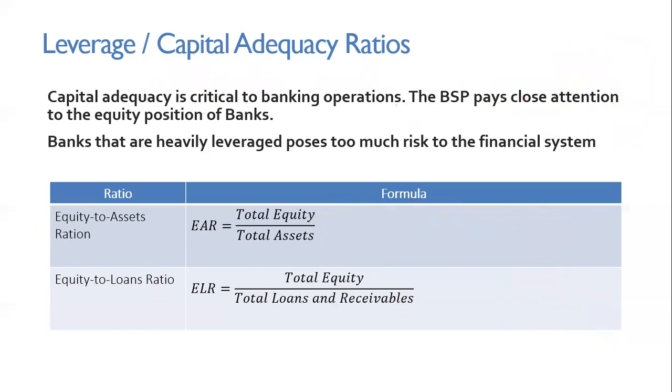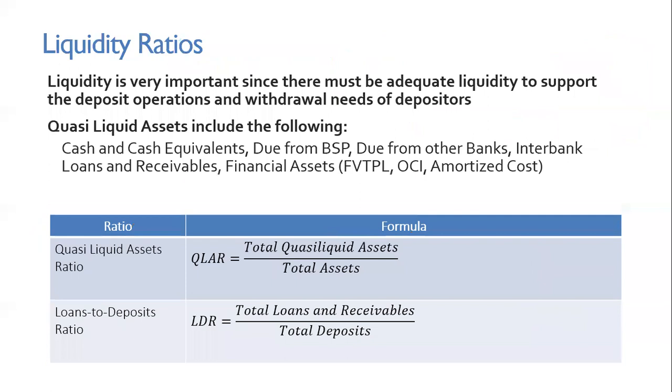Of course, another measure for banks that's very important is the liquidity ratios. Naturally, a bank should be liquid. So a bank should have adequate liquidity to support its deposit operations. Since a bank has no current ratio because there are no current assets, usually these two are the main determinations of liquidity. Number one is the QLAR or the quasi-liquid assets ratio. So that's quasi-liquid assets over total assets.